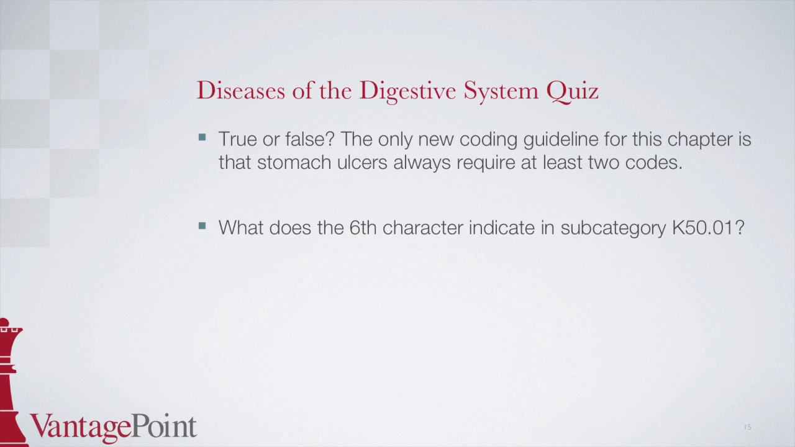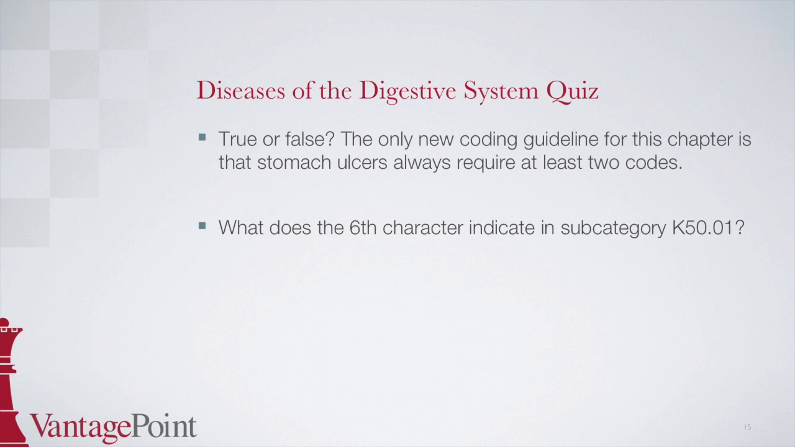Now it's time for our quiz. Our first question is true or false. The only new coding guideline for this chapter is that stomach ulcers always require at least 2 codes. The second question is what does the 6th character indicate in category K50.01? You can pause the webinar to write down your answers and then hit play to find out if you were correct.